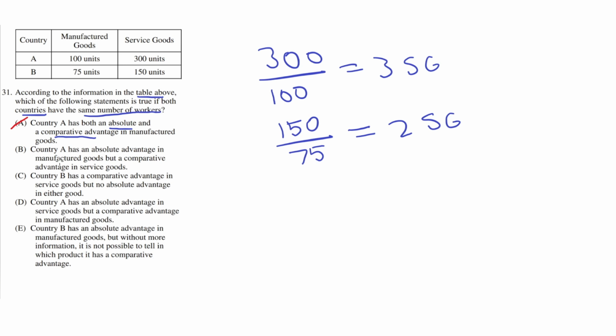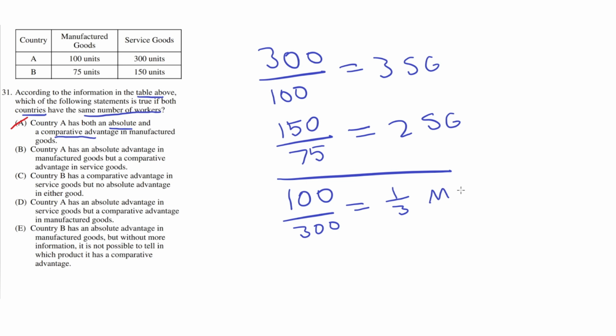B. Country A has an absolute advantage in manufactured goods, but a comparative advantage in service goods. So as before, we found that country A does have an absolute advantage in manufactured goods, but now let's see if they have a comparative advantage in service goods. So let's use the same method as before, and calculate the opportunity cost for service goods. So this time it'd be 100 over 300. This would give us 1/3, meaning that for every service good produced, it costs country A 1/3 manufactured goods. Now let's see country B.